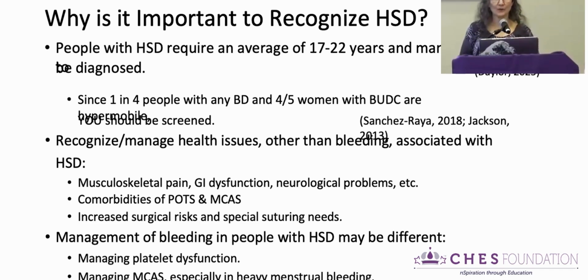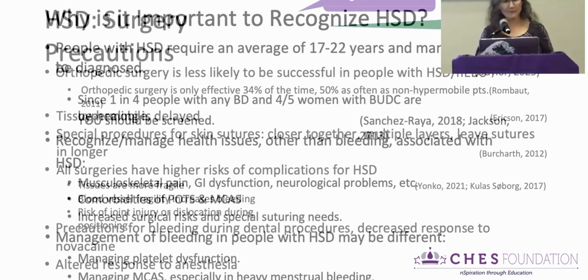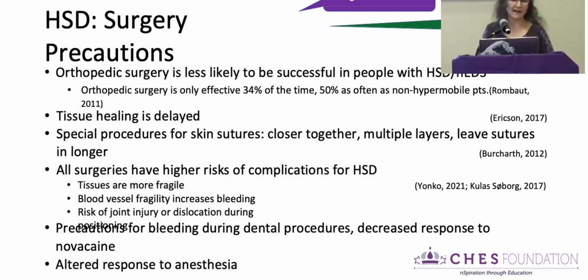There are increased surgical risks and suture needs for people with hypermobility, which we'll go into in the next hour when we talk about treatment. And managing the bleeding might turn out to be a little bit different. We don't know because we don't actually have studies in the management of bleeding disorders in people who are hypermobile. We're starting to know that these people exist. But my example of if you have mast cell activation that's causing increased menstrual bleeding, maybe treating the mast cell activation might be helpful.